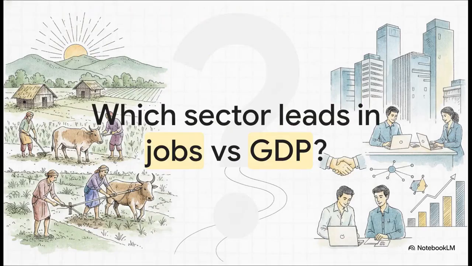Time to test yourself once more with a classic exam contrast. Which economic sector employs the most people in India, and which sector contributes the most to the country's GDP? Got it? You need to remember this exact split. The primary sector, mostly agriculture, provides the most jobs. However, it's the tertiary sector, the services industry, that brings in the most money and contributes the highest share to the national GDP. Don't mix those two up.